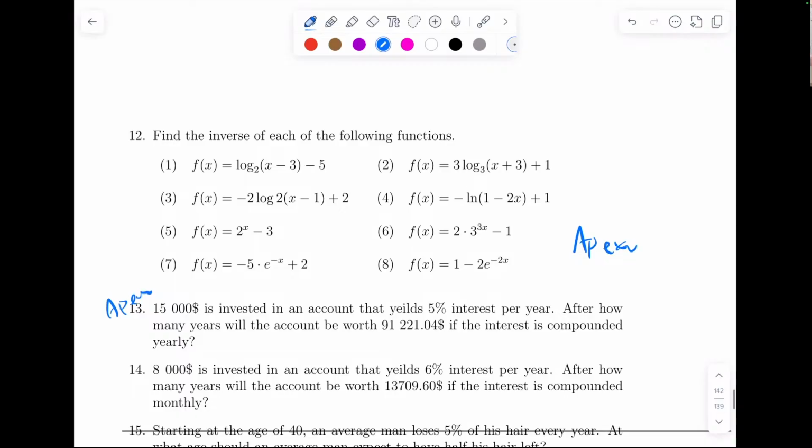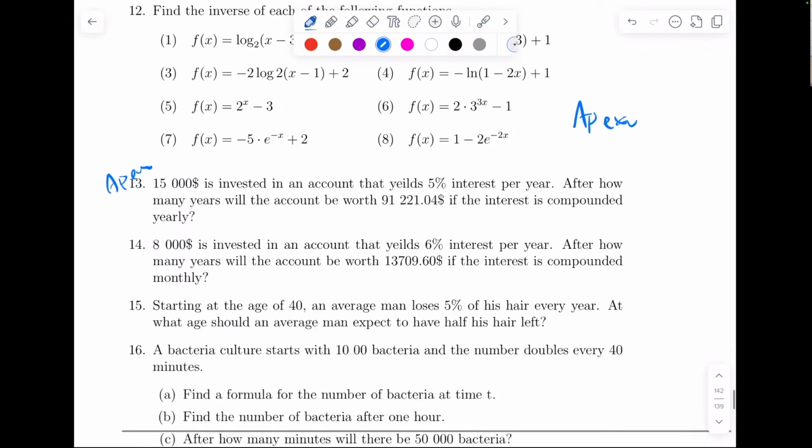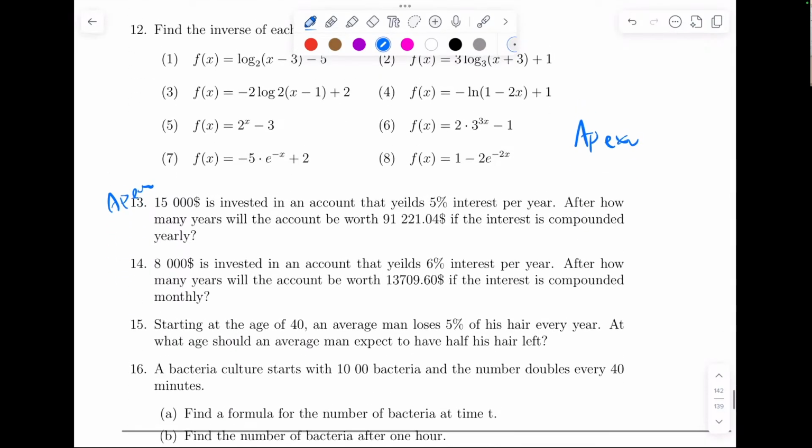Okay, so we're gonna change the question a little bit. So we're gonna look at question 13. Question 13 says $15,000 is invested in an account yielding 5%. In how many years would the account be worth $91,221.04 if the interest is compounded yearly? So this question is asking something a little bit different. It's kind of like a PERT problem, but it's gonna involve e's and natural log.